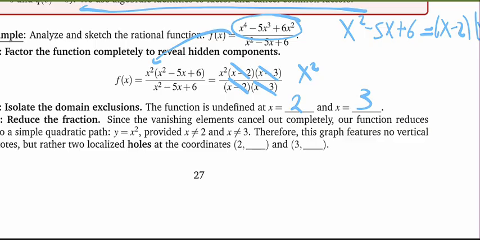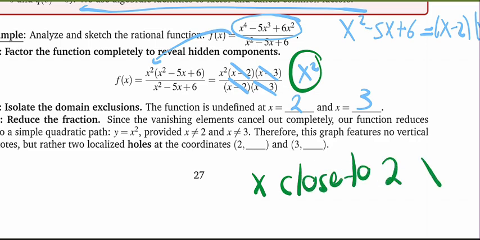At 2 and 3 exactly, I would be dividing by 0, which is a no-no. But near those no-nos, what I can do is plug in something close to 2 and close to 3 in the simplified version, which is x squared. If I plug in something close to 2, I am going to get something close to 4. So x close to 2, x squared is going to be close to 4.